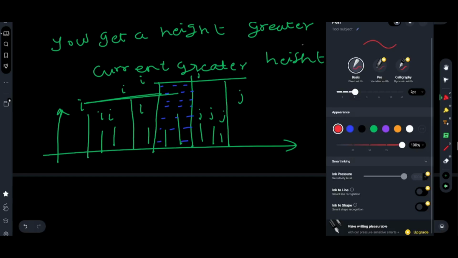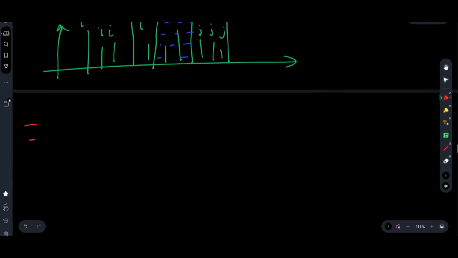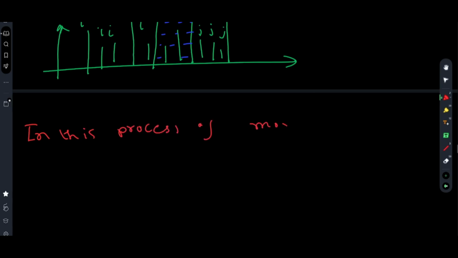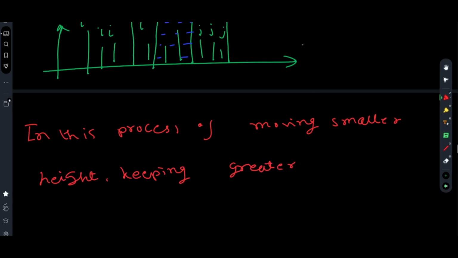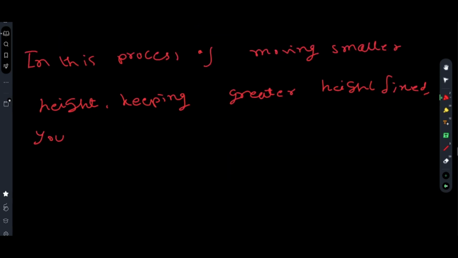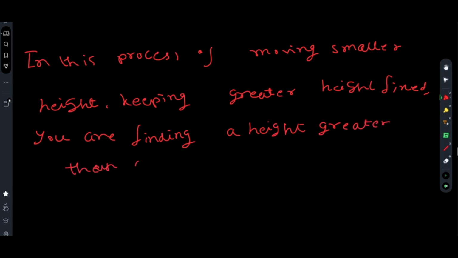So what are you doing? In this process of moving the smaller height, keeping the greater height fixed, this is most important, you are finding a height greater than the current greater height.